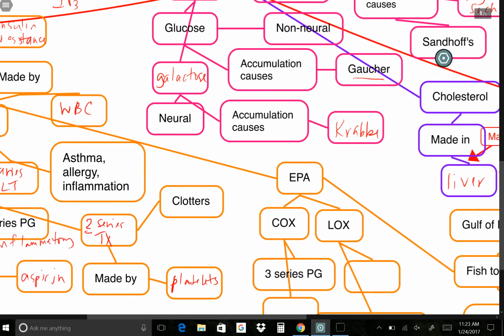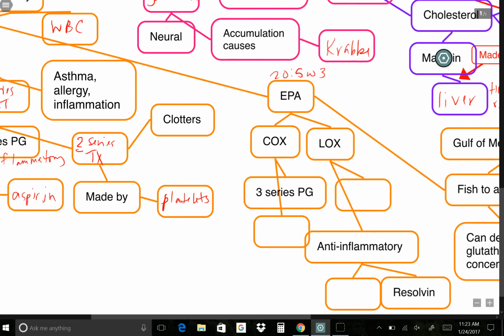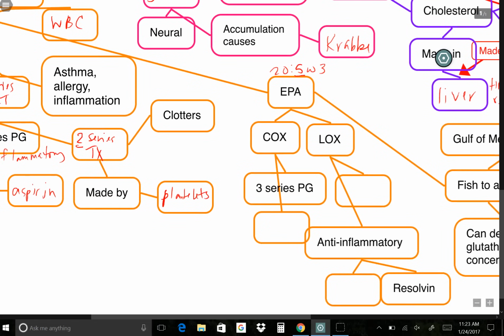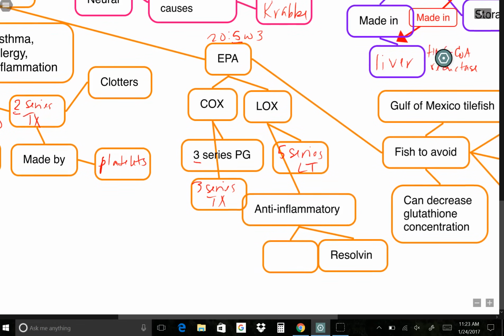EPA is the other fatty acid that can go through the COX or LOX pathway because it's 20 carbons. 20 carbons, 5 double bonds, it's our omega-3. I said COX takes away 2 double bonds, so if we start off with 5 double bonds, we end up with the 3-series prostaglandins and the 3-series thromboxanes, which really don't do much. If we go through the LOX pathway, start off with 5 double bonds, we end up with the 5-series leukotrienes. Thus, the LOX enzyme can also make our resolutionary compounds, which are protectins and resolvins, which are the anti-inflammatory cleanup mechanism.